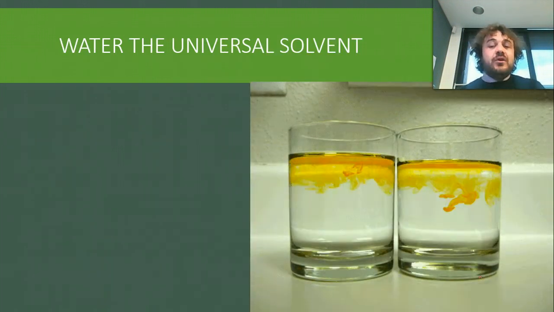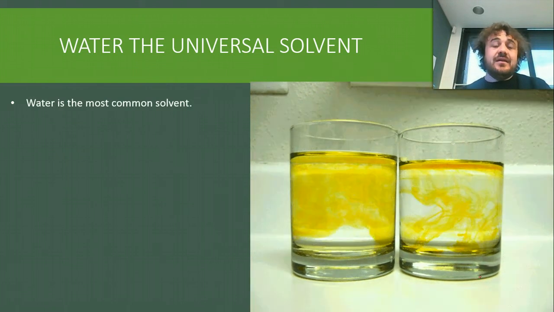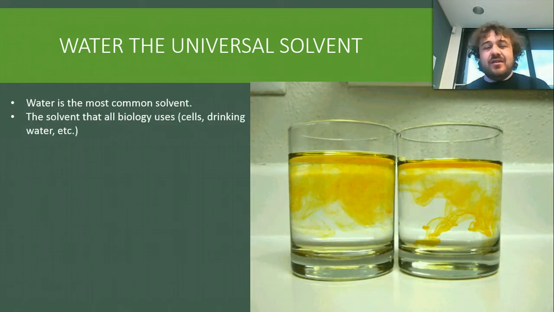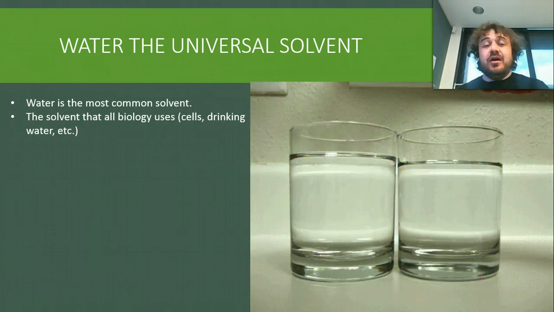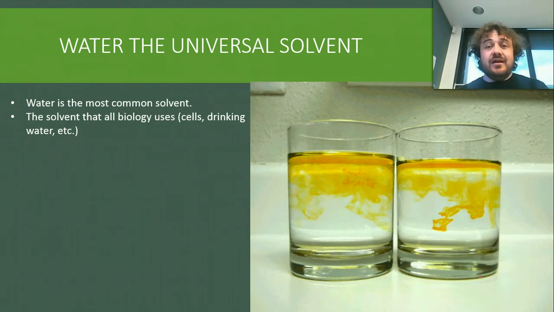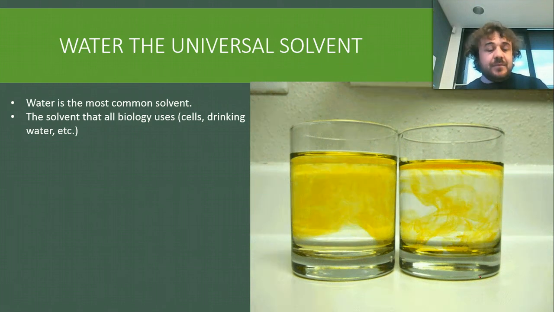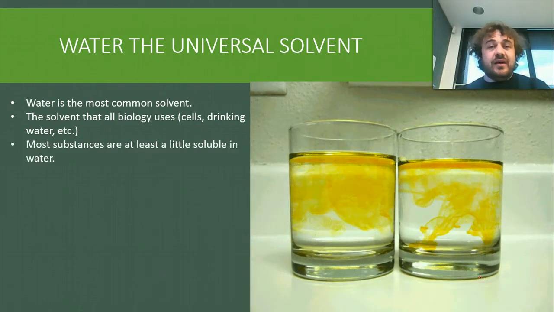Alright, now, we call water the universal solvent. And what does that mean? Well, basically, it's the most common solvent. And everything kind of dissolves in water a little bit. So it's the solvent that biology uses. So every living cell, the thing which dissolves, like our food, everything that we need, blood, it's all in water.